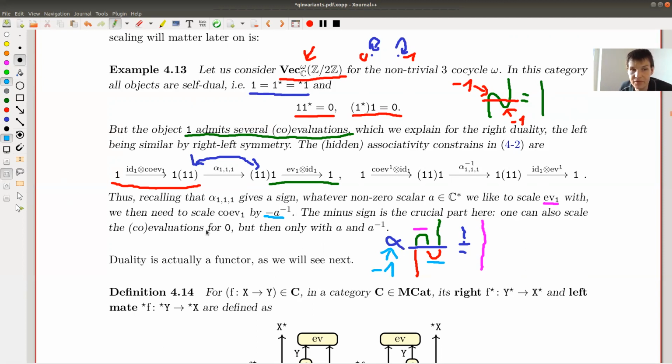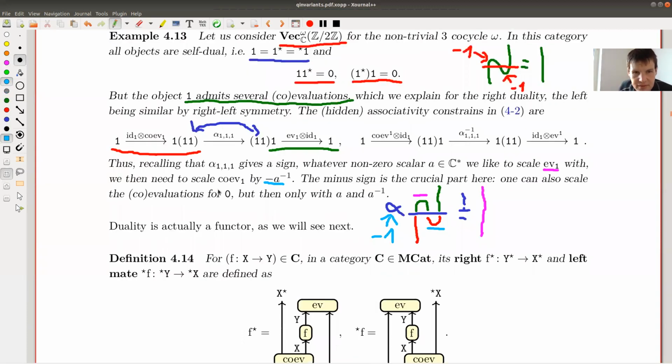And if you would do the same for the object 0, then you would realize that you can only scale by A and A inverse. So you have a creepy minus sign coming in here from the co-evaluation. All this example is saying is that you have to be a little bit careful with what your duality maps actually are. As I said, I usually like to sweep this under the rug: duals are unique, but duality maps are usually not unique. Just keep that in mind.